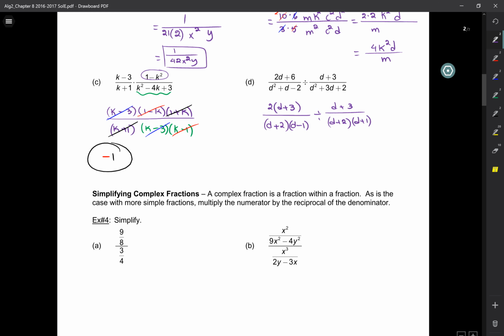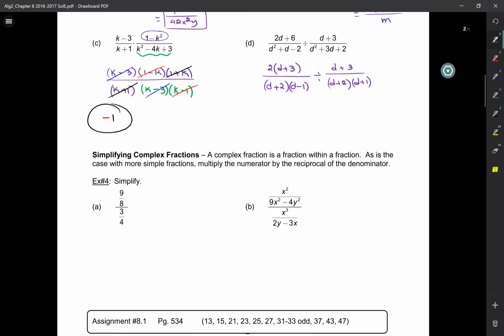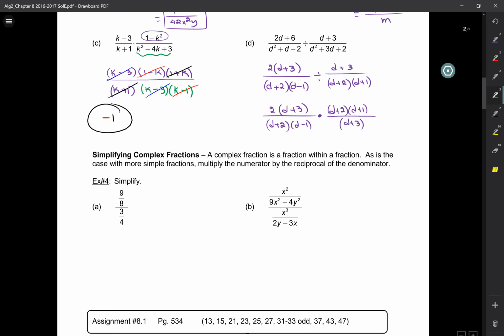Now I need to switch the second one. If you wanted to switch from the very beginning, totally fine. Okay? So this is 2 times d plus 3, d plus 2, d minus 1 times, we flip, now if you're comfortable with doing some things mentally and going from the first to this step in one step, that's totally fine if you want to skip that intermediate step.